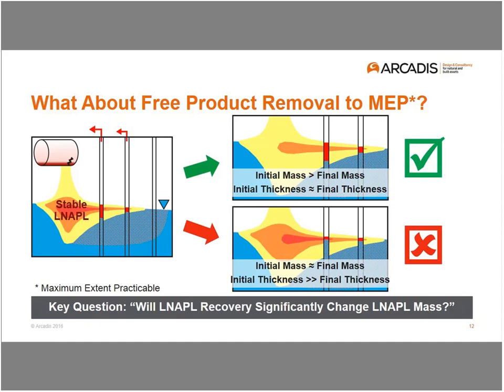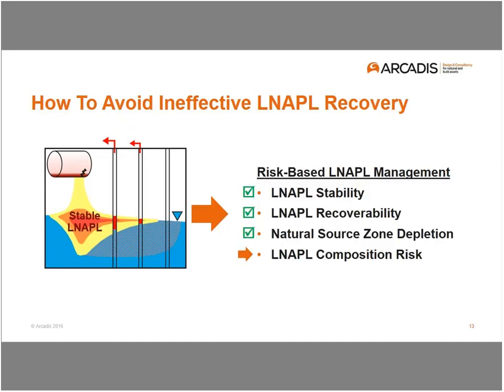So when you're thinking about free product removal, the question you want to ask yourself is, will LNAPL recovery significantly change that LNAPL mass? And then, what are the alternatives to LNAPL recovery? How are we going to avoid performing LNAPL recovery when it's not an effective remedial method? So about a year ago, I gave a webinar for NUIPIC and talked about LNAPL stability, LNAPL recoverability, and natural source zone depletion. And now I want to focus on what's the composition risk and how do we address that.